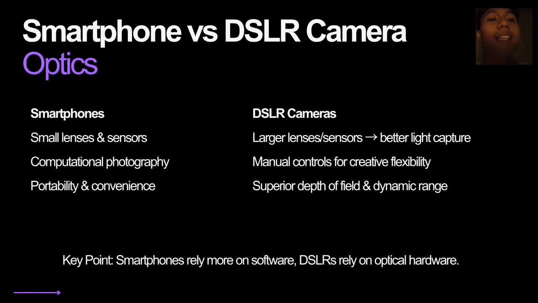Smartphones have small lenses and sensors, so they rely heavily on computational photography, meaning software enhances the picture. On the other hand, DSLR cameras have bigger sensors and lenses, capturing more light naturally. DSLR gives photographers more manual control and deeper image detail. So if we compare them, smartphones are designed for convenience and portability, while DSLRs are designed for professional creativity and image accuracy. The key difference: smartphones enhance photos using AI, while DSLRs depend on superior optical hardware.